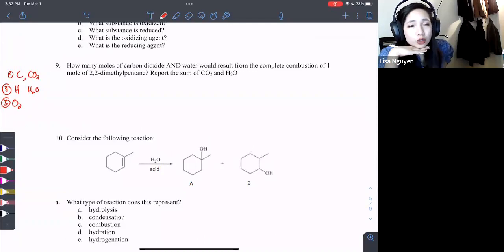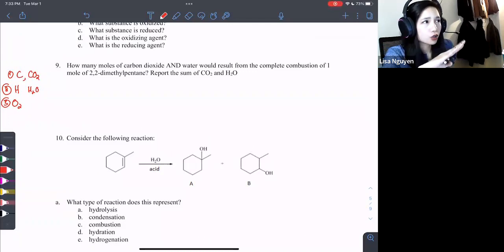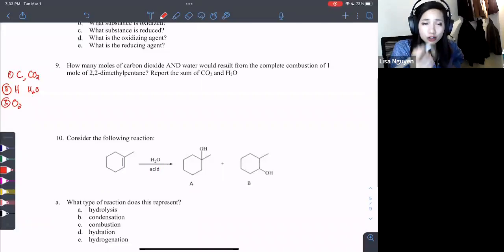And so in this question, I'm testing two different things. One, can you draw the structure? And two, can you get the chemical formula from its structure? So I'm asking you here, how many moles of CO2 and water result from the complete combustion of 1 mole of this 2,2-dimethylpentane? Report the sum. So my strategy here is to draw the molecule first.